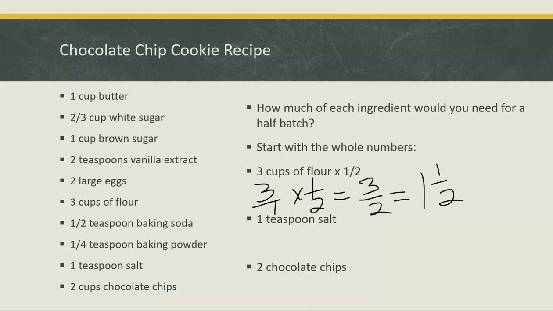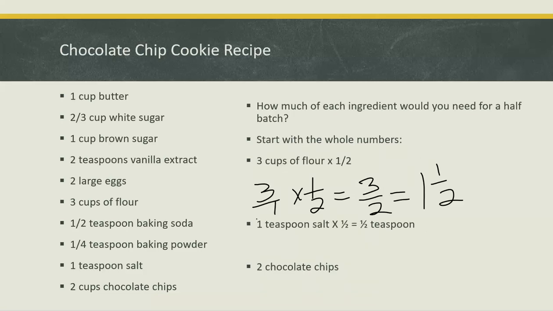I needed 1 teaspoon of salt. Half of 1 teaspoon will be 1/2. And 2 cups chocolate chips times 1/2, or divided by 2, will give us 1 cup of chocolate chips.